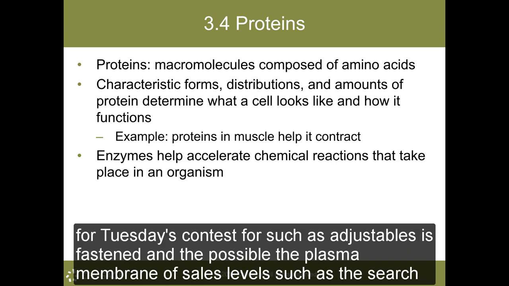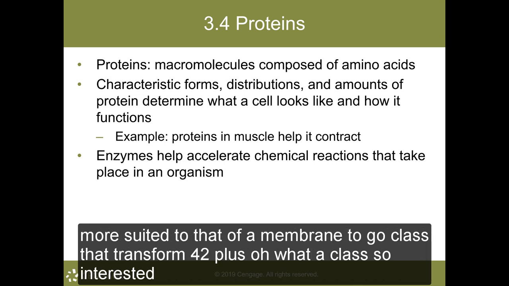Proteins can be used for transport, such as the transport proteins that are embedded in the plasma membrane of cells, allowing those substances that are too large to fit through that plasma membrane to go with that transport protein to facilitate cellular transport.